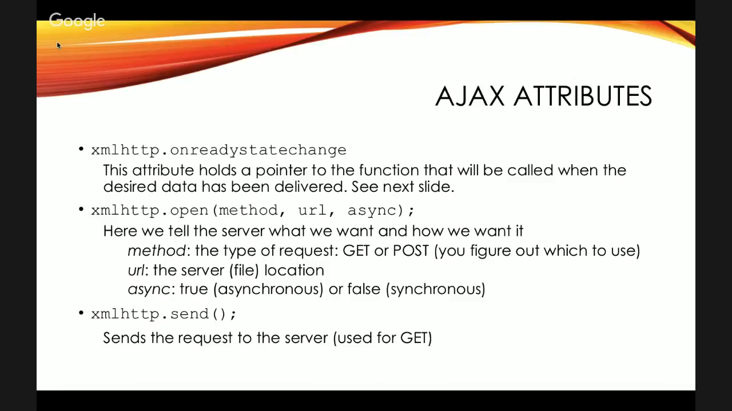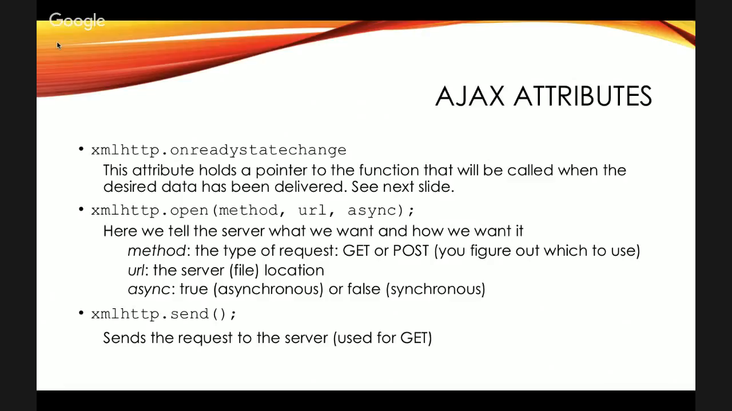The open method has 3 parameters. The method is the type of request we're going to make to the server. Are we going to use get or post? The example I've got is we're going to use get. I want you to do the work and research on what the difference is between get and post. Why would you use one or the other?